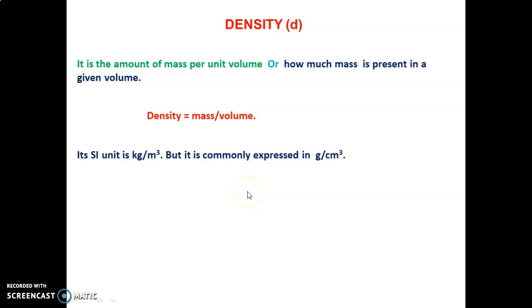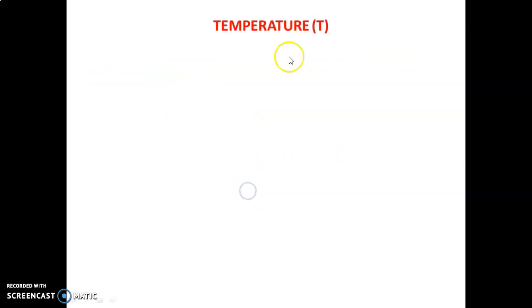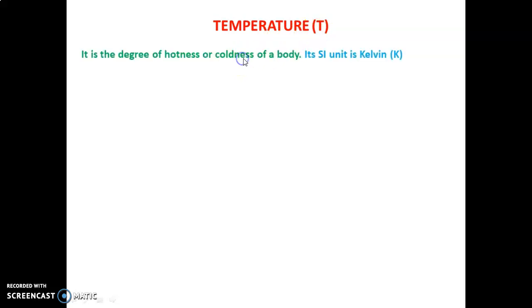Now another quantity is temperature. The symbol for temperature is capital T. It is the degree of hotness or coldness of a body. How much hot a body is, how much cold a body is, that is the temperature.